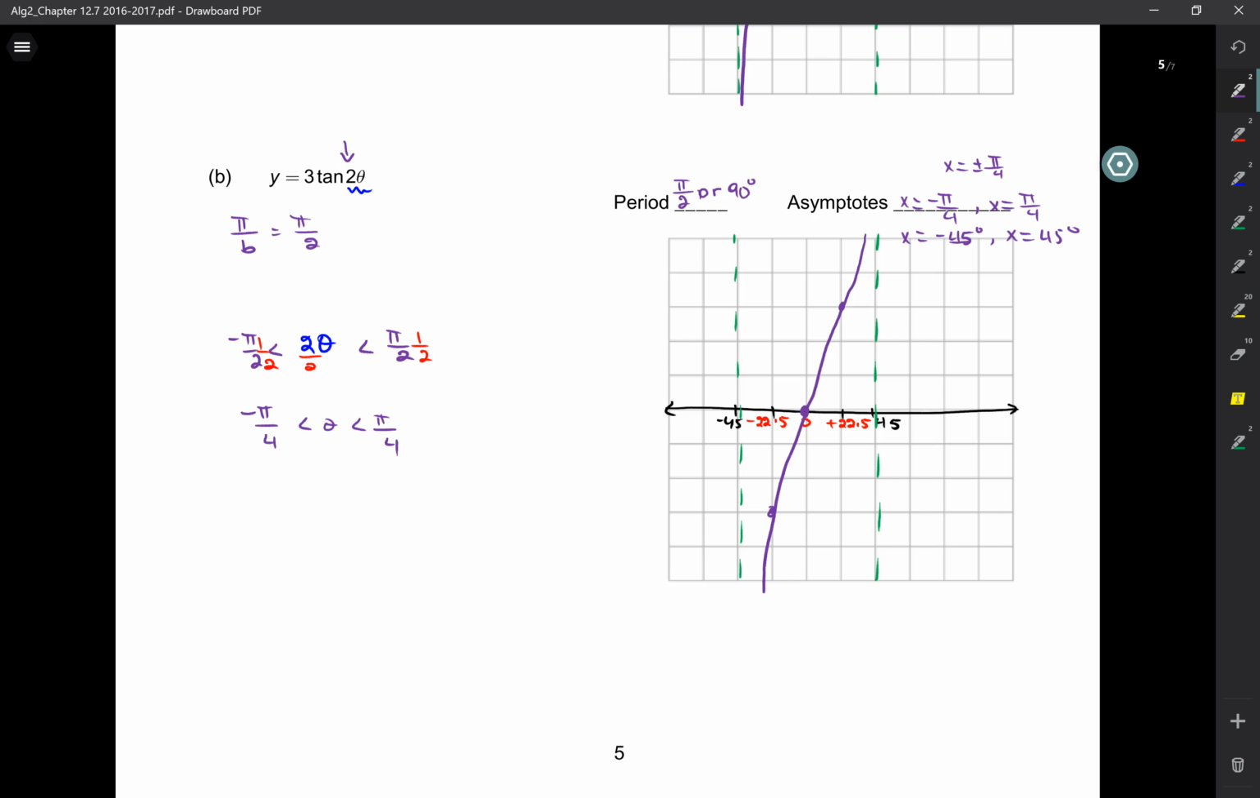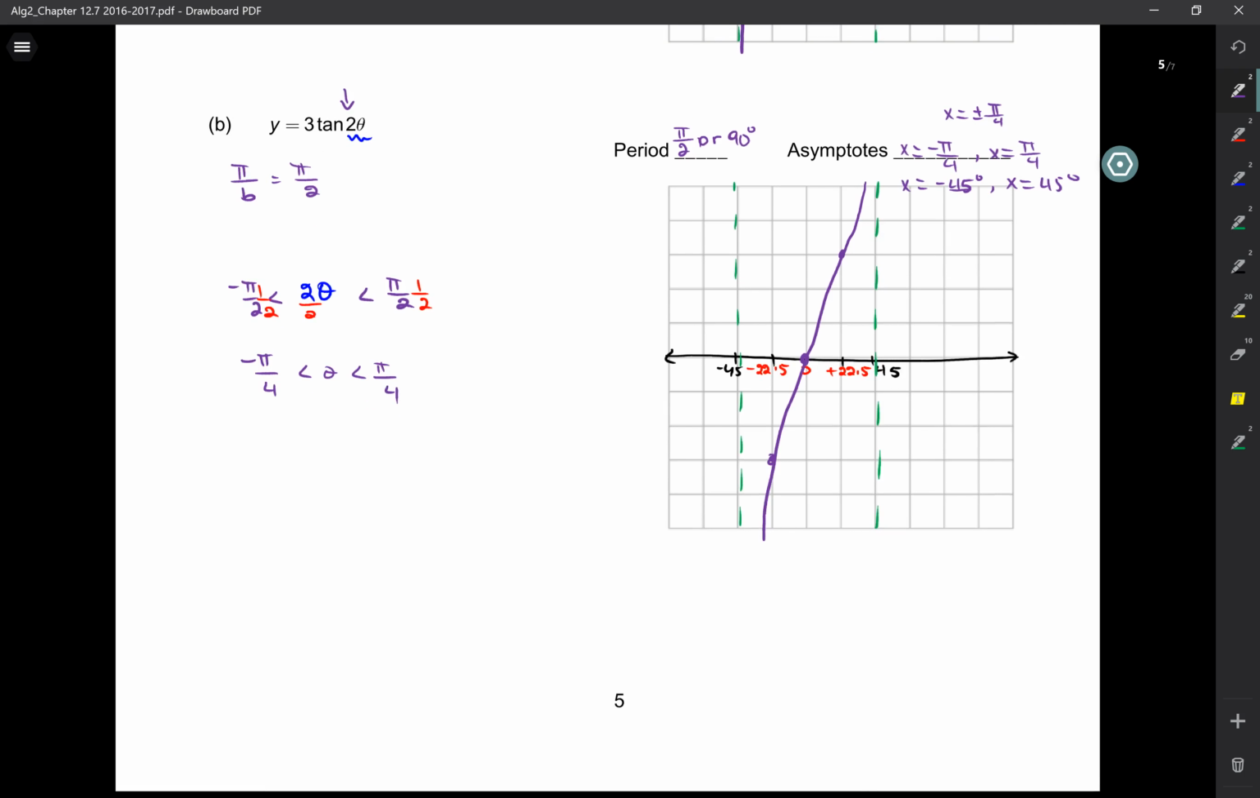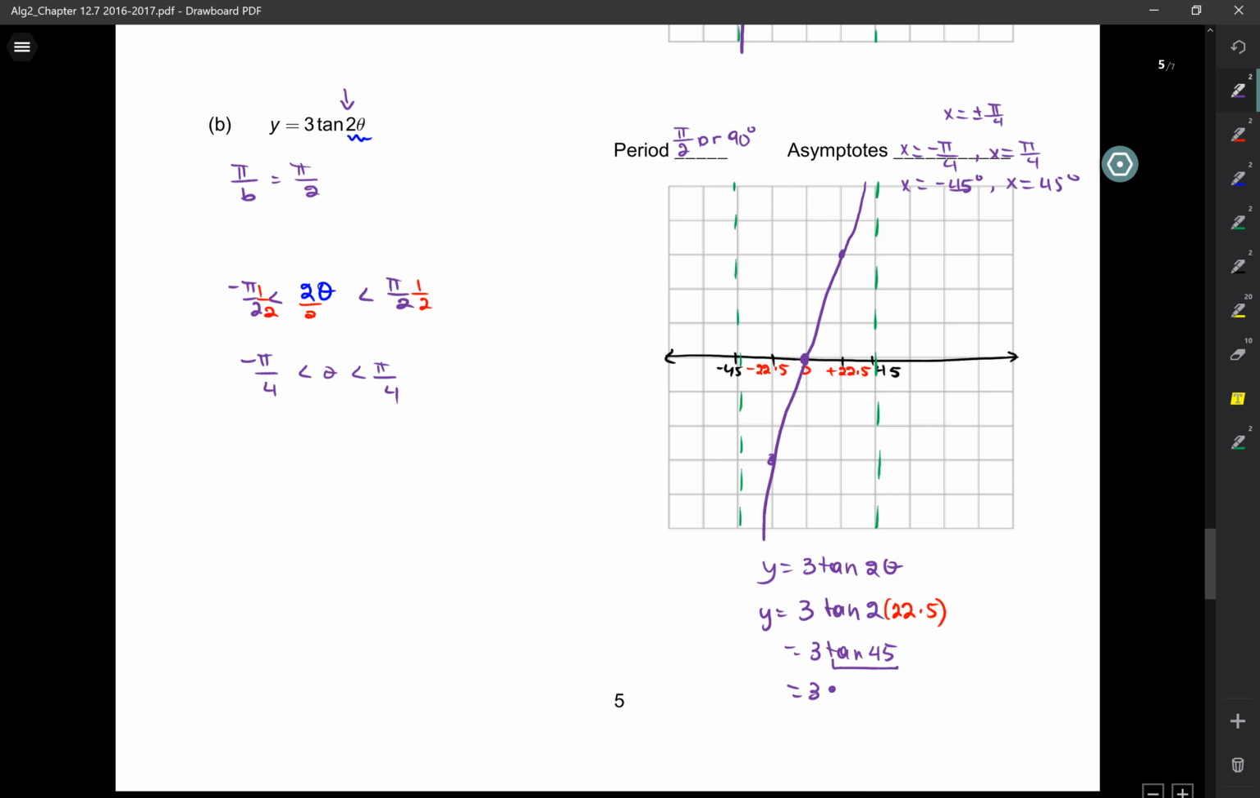Tangent of 22.5. Okay. What's the equation? It's 3 tangent 2 theta, right? That's y. So y is equal to 3 tangent 2 times 22.5. So that will be 3 tangent, what's 2 times 22.5? 45. Now, this is equal to 3 times, what's tangent of 45? 1. So y is equal to 3.